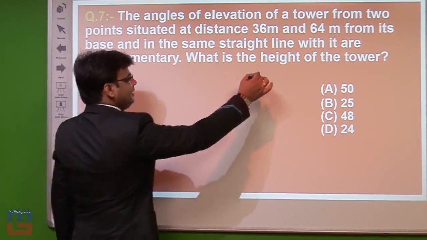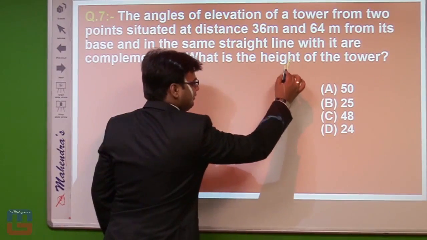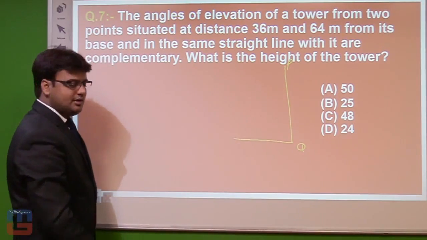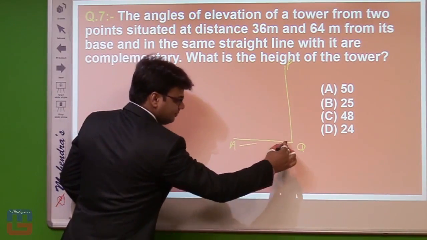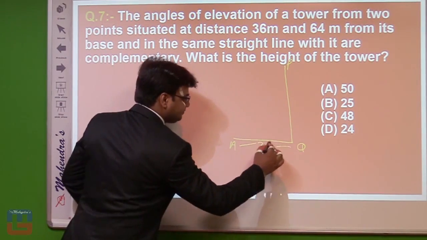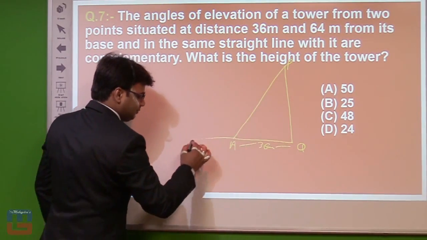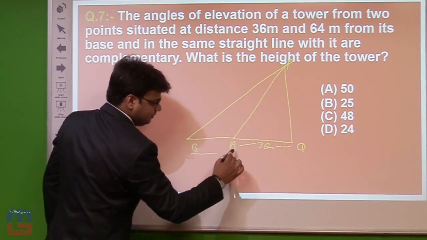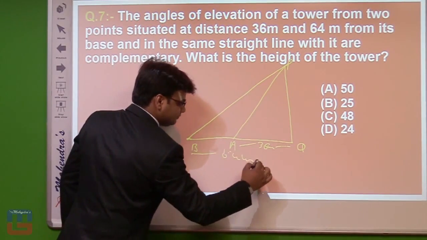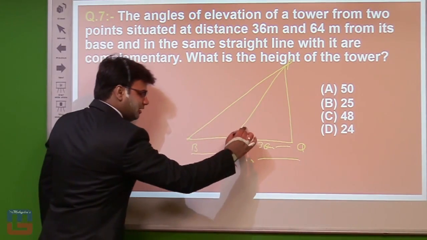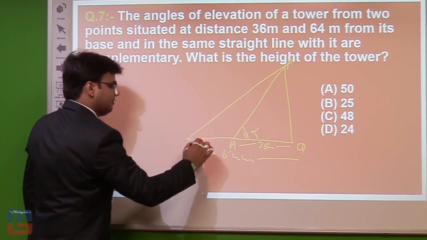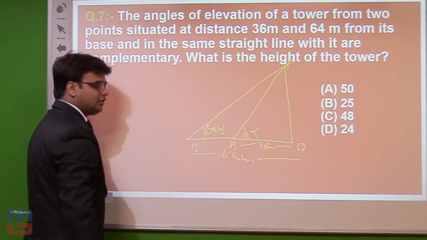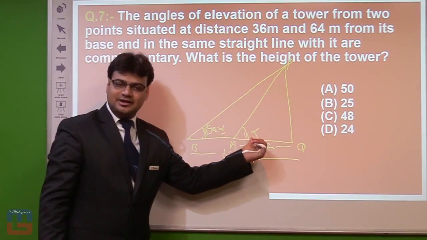Let's draw the figure. Here is a tower PQ, and two points, A and B. Point A is at a distance of 36 meters from the tower base, and point B is at a distance of 64 meters from the tower base. Its angle is alpha. If one angle is alpha, then the other angle is 90 minus alpha, because the remaining angle is 90 minus alpha.